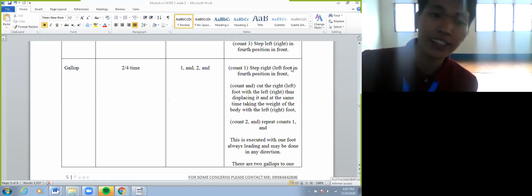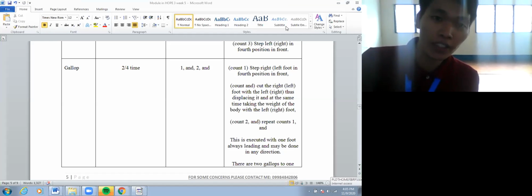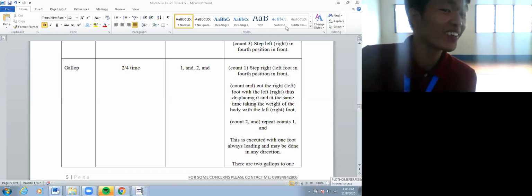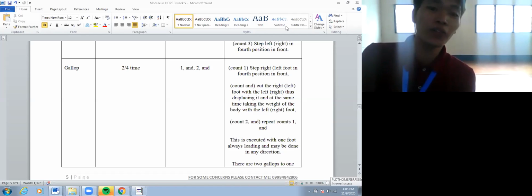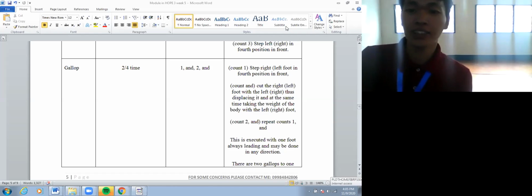So the name of the dance step is Gallop. Then with the time signature of 2/4, and the count is 1 and 2 and.